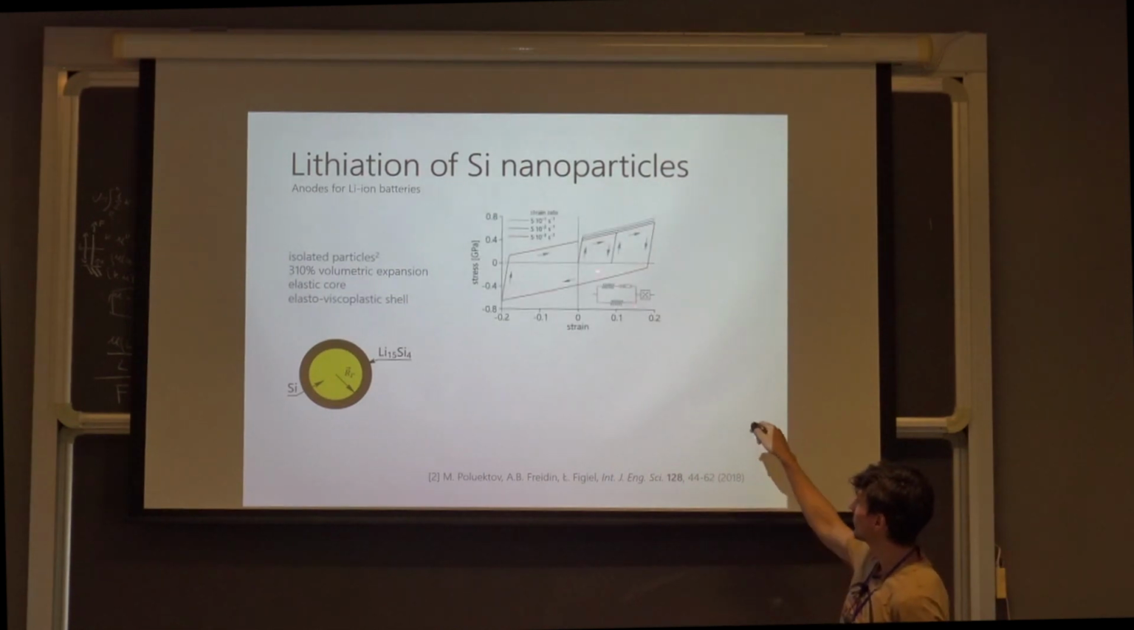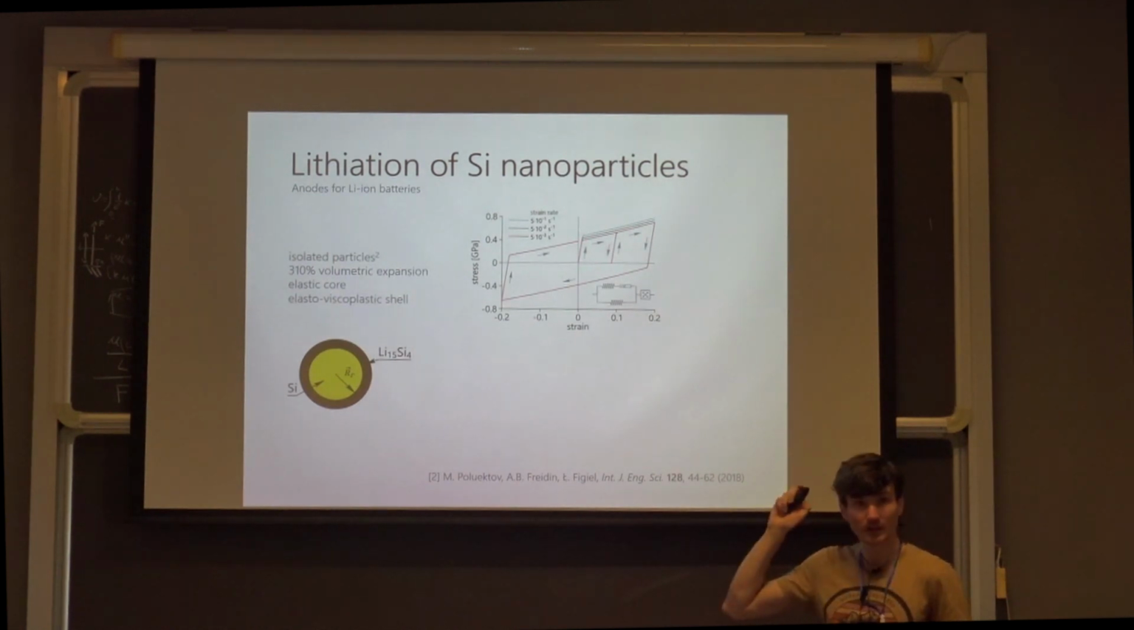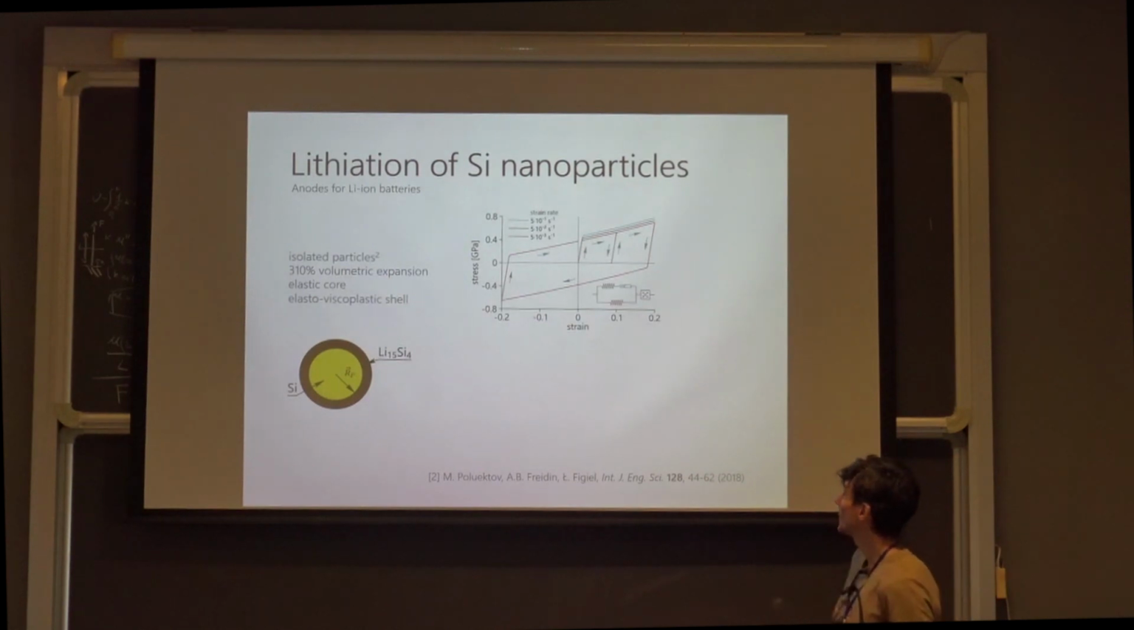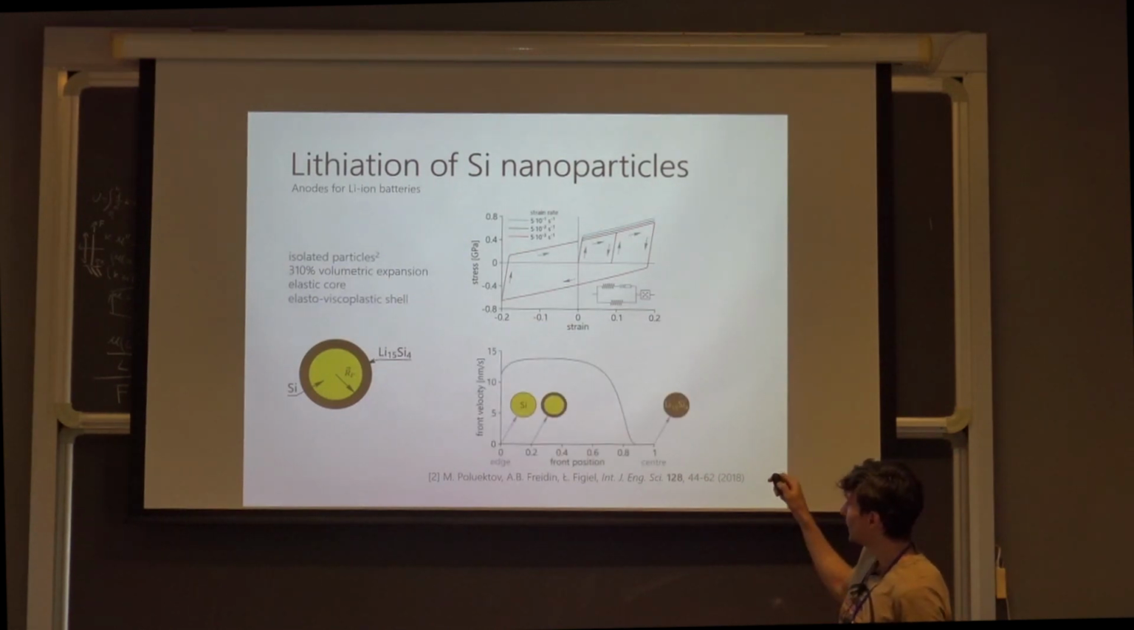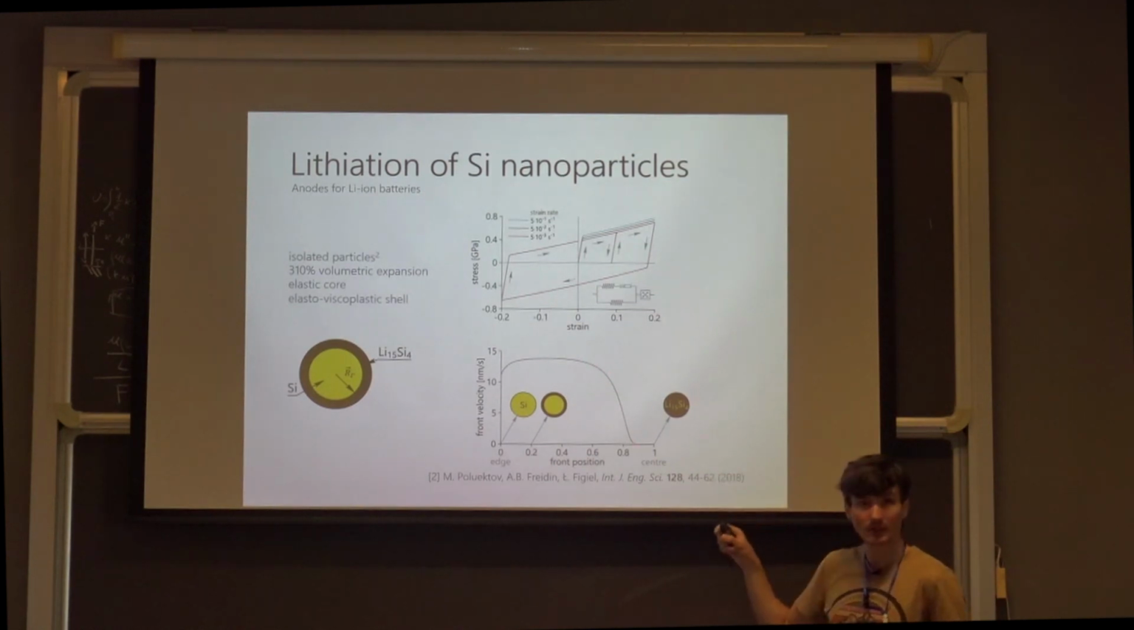So the constitutive law looks something like this. We have stress-strain behavior with strain rate dependent yield stress. So it's like an elastoviscoplastic material. One of the highlights of this work was that we can get the front velocity as a function of the front position. Initially we have pure silicon, then the front propagates, and then in the end we have fully lithiated silicon. The front velocity initially grows, then we have a plateau, and then it severely drops due to the buildup of stresses.